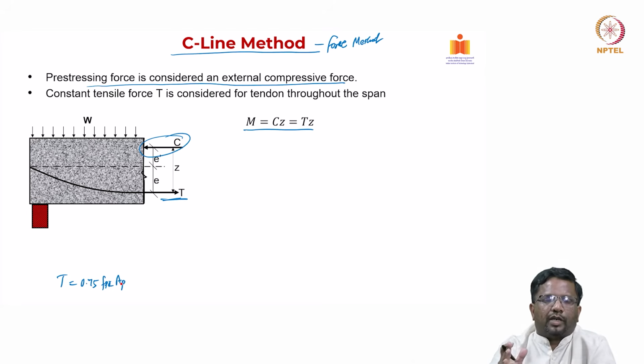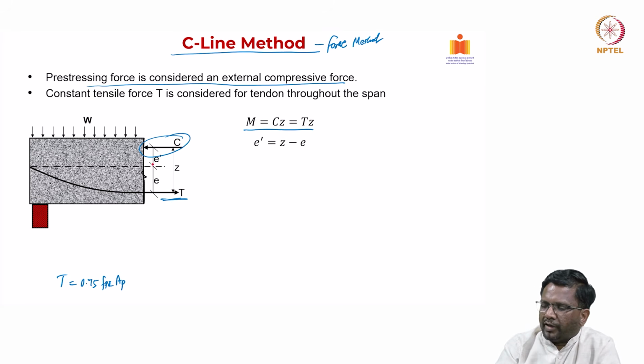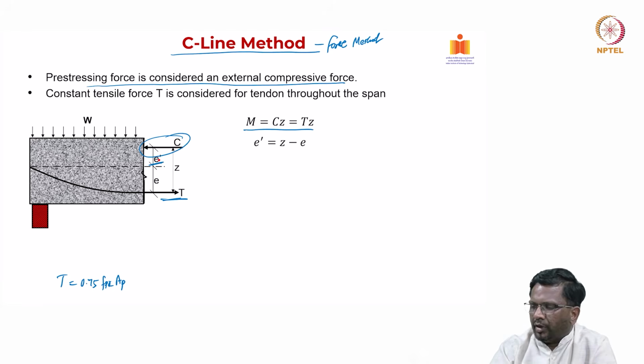But we are saying that under service loads, the magnitude of C and T is not going to change, right? Now let's see. We are assuming that C, the moment resistance, comes like this, and now we need to see where at E prime, at what distance this compression force is going to act. Now what is E prime?